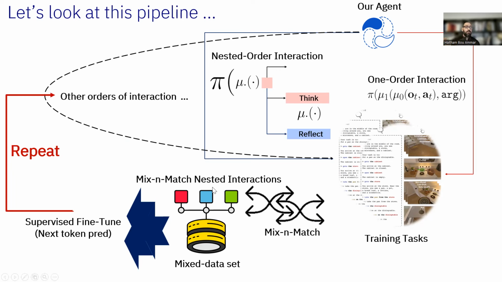So the idea is that we can now mix and match different reasoning structures, different intrinsic function orders, in order to get better fine-tuned models that will improve their learning in the next step. We call that bootstrapped supervised fine-tuning.